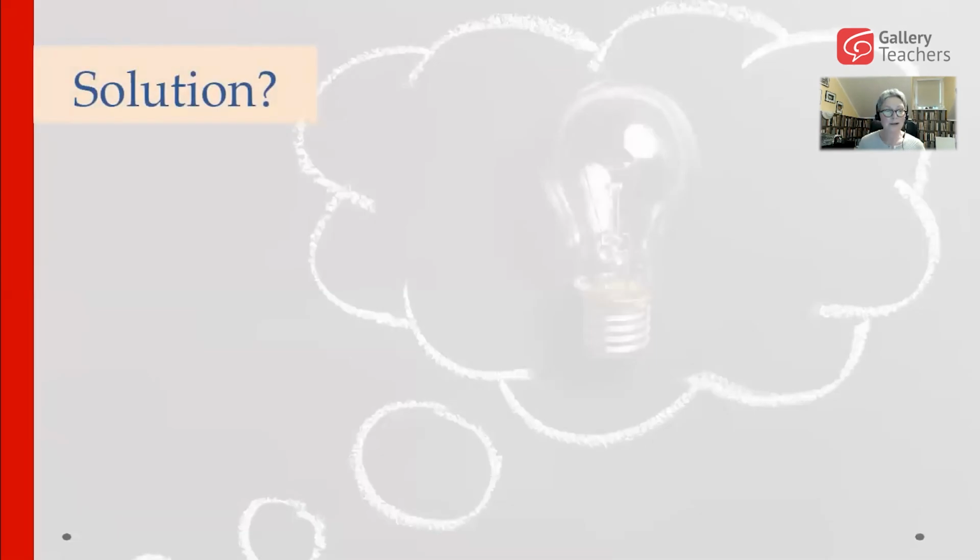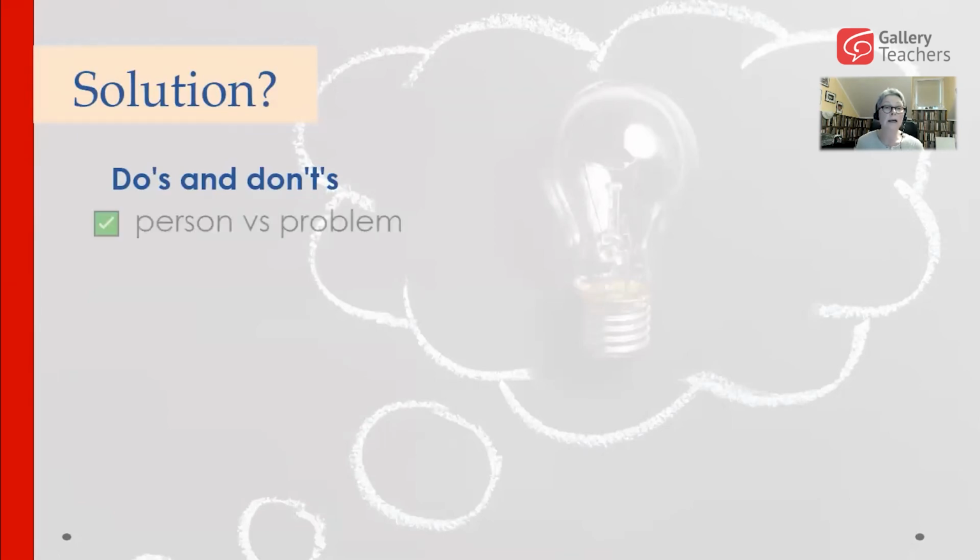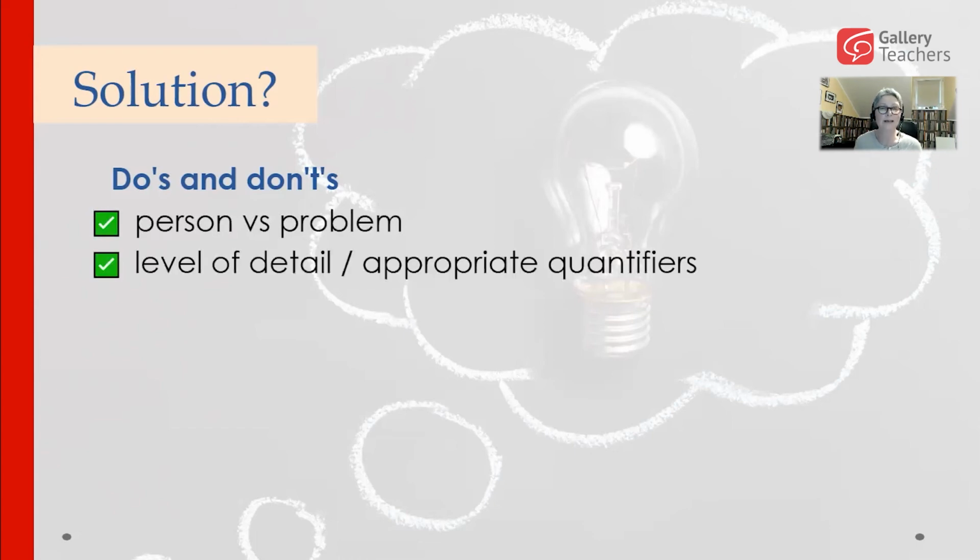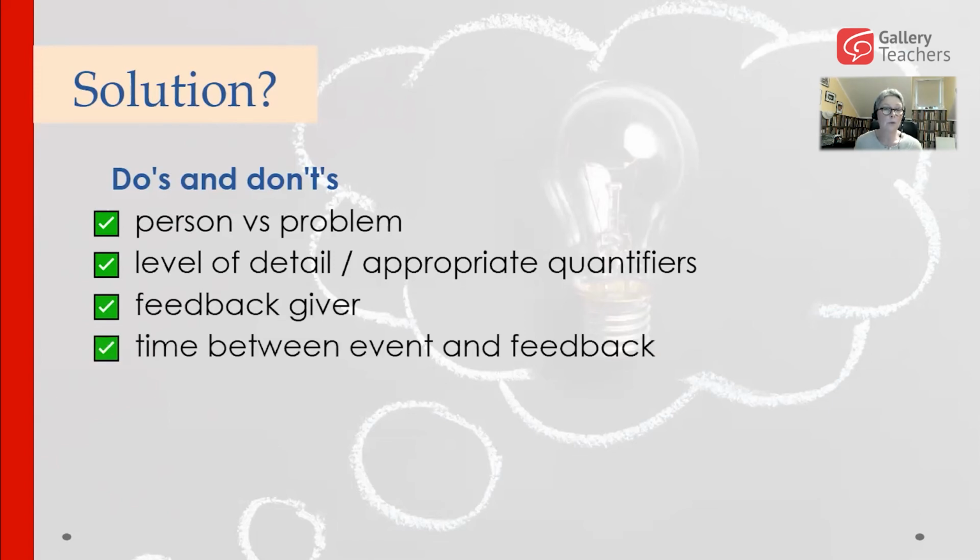So what's the solution? The solution is to go back to the do's and don'ts of giving feedback that we discussed in the first session of this series. And in this particular situation with a teenage group of students, I would say number one is separating the person from the problem. And the other do's and don'ts are, of course, related to the level of detail and, in terms of language, to using appropriate quantifiers. We also talk about who the feedback giver is, appropriate time between event and feedback, and finally, the level of student participation.